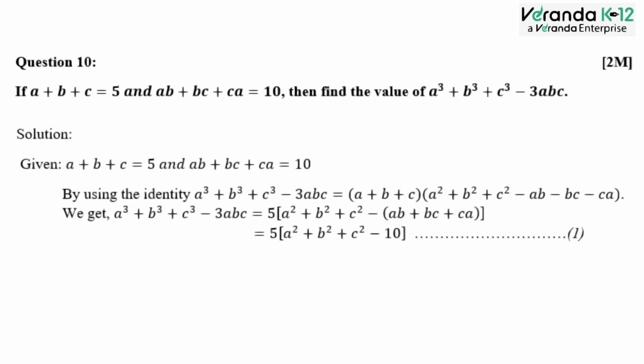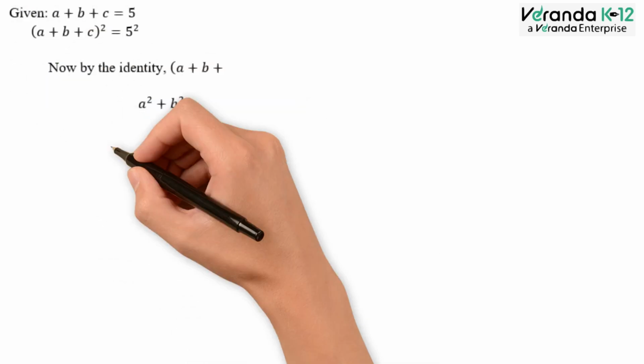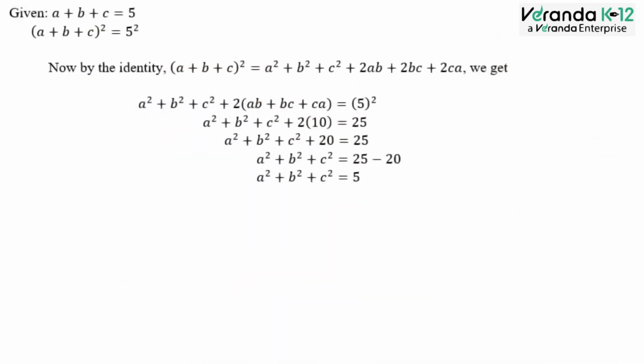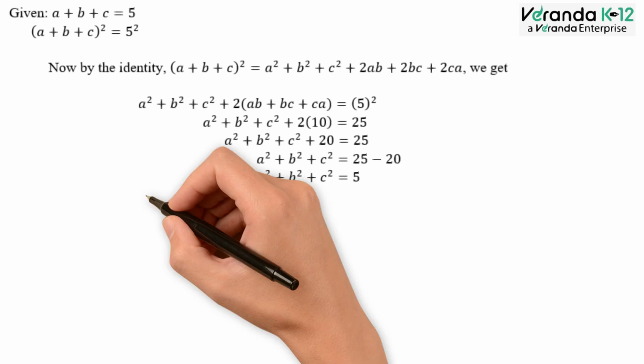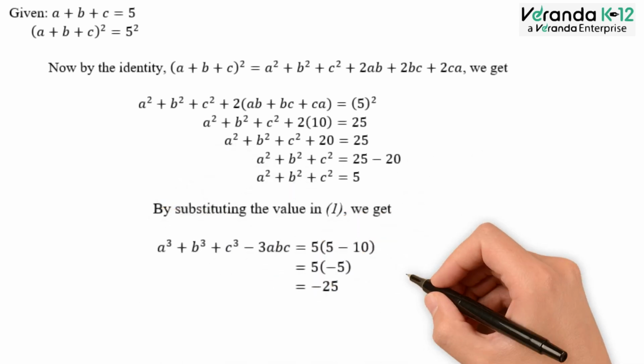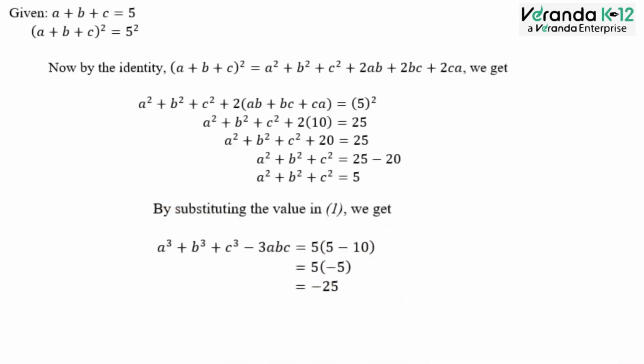To get the value of a squared plus b squared plus c squared, let's take the value given in the question. a plus b plus c is equal to 5. Now square the equation on both the sides. By expanding the left hand side with the identity, we get a squared plus b squared plus c squared plus 2 into (ab plus bc plus ca). Substitute the values given in the question. Then, by simplification, we get a squared plus b squared plus c squared is equal to 5.